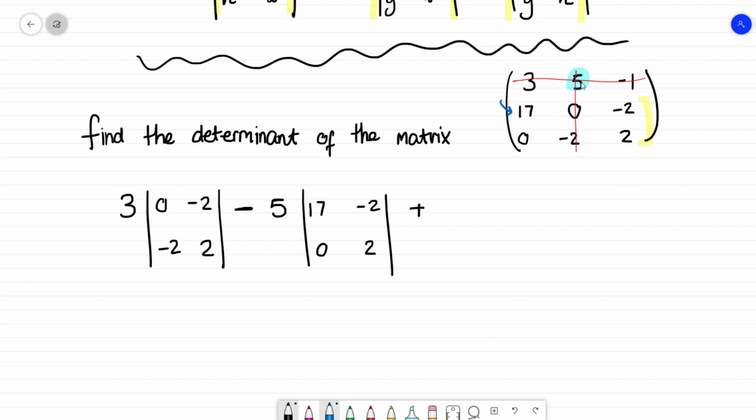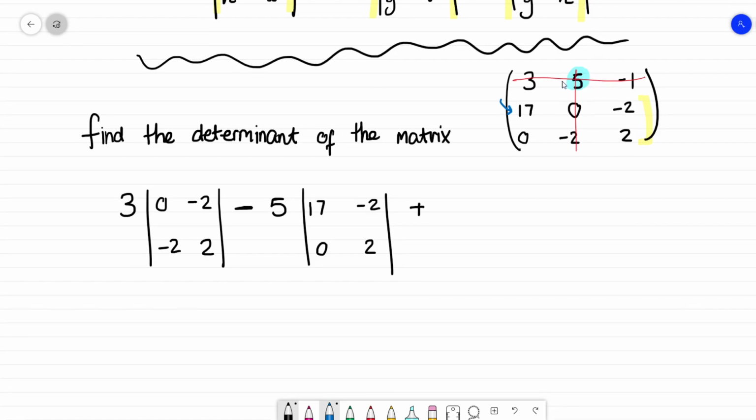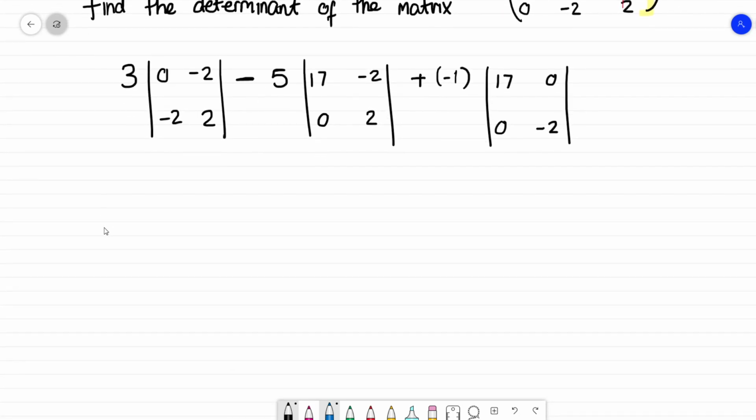And then finally, alternating the sign once more, I'm going to have minus 1. So I'm going to write that in a bracket. And then the 2x2 determinant that I'm going to get is going to be the matrix 17, 0, 0, minus 2. All right, let's work out these individual 2x2 determinants now.